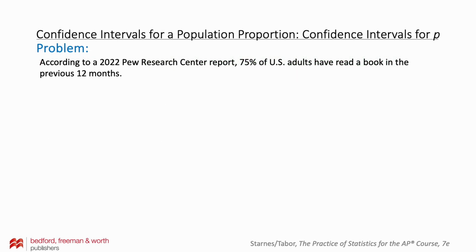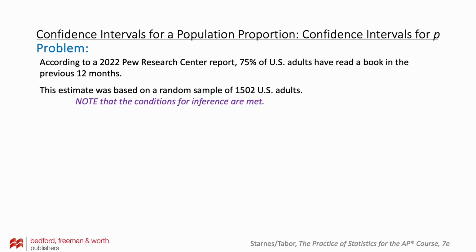Now let's look at this problem and see how to create a confidence interval. According to a 2022 Pew Research Center report, 75% of U.S. adults have read a book in the previous 12 months. The estimate was based on a random sample of 1,502 U.S. adults. Note that the conditions for inference are met.